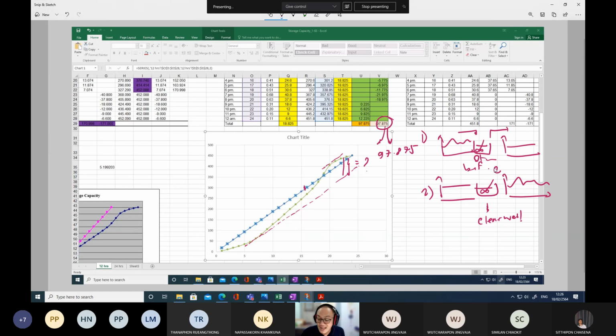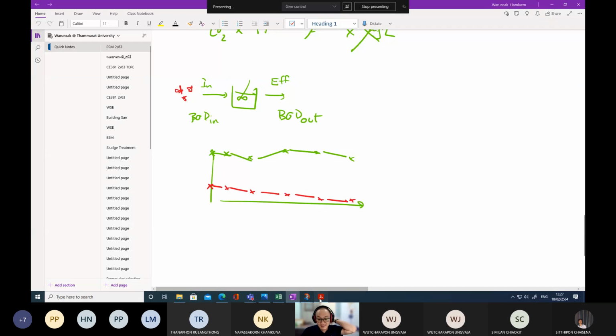If it's not constant, it will affect the performance of the coagulation and flocculation later. So if the flow is not constant, okay. So these are the two methods that we use to determine the storage capacities. A little bit more complicated.